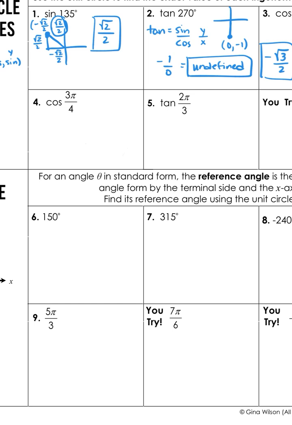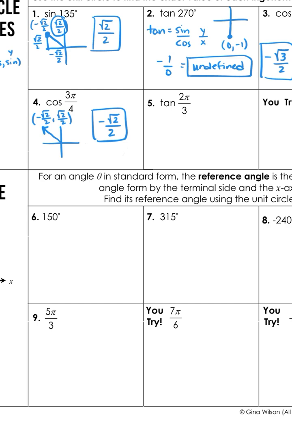We do the exact same thing with the radians. The cosine of 3 pi over 4, so 3 pi over 4 is going to be in that second quadrant, so it's going to be up here. So the coordinates for that are negative square root of 2 over 2, comma, square root of 2 over 2. So the cosine is going to be the negative square root of 2 over 2.